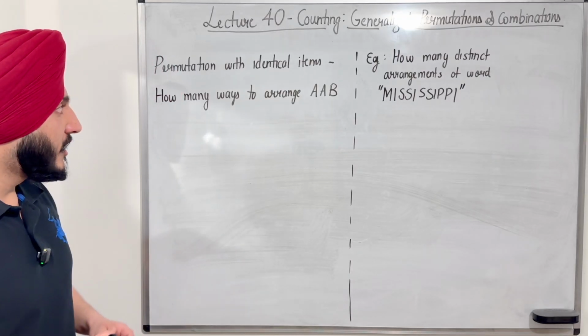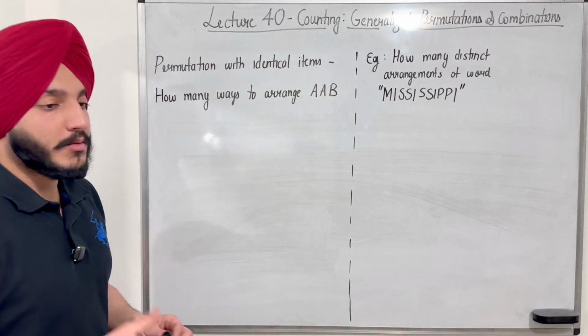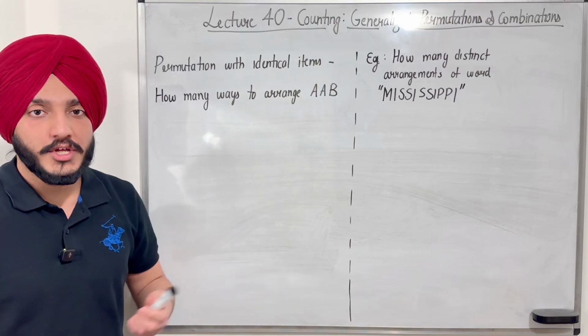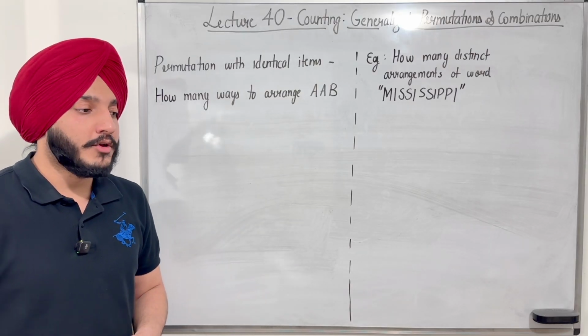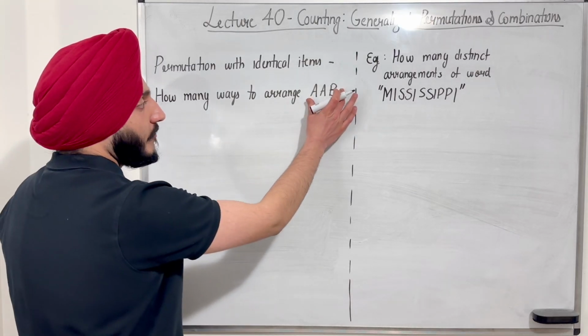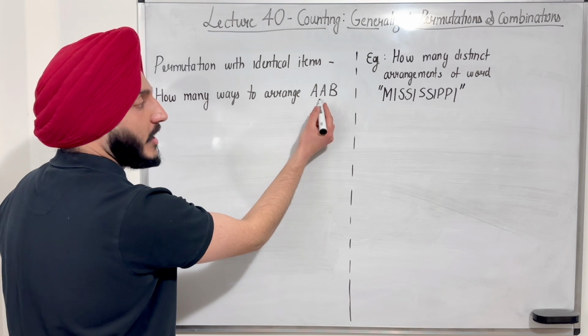Okay, so the idea is how many ways are there to arrange AAB? Now, from the previous lectures or anything that you have covered so far, you might think that we already know the formula to this question. But I want you guys to think again, right? The problem is that in this case, we don't have 3 distinct letters, right? We have 2 letters that are the same.